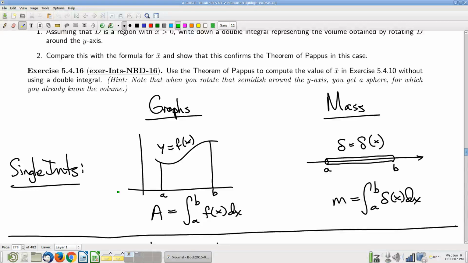Okay, so new topic for today. We're going to talk about something called triple integrals. So we've talked, let me just remind you what we have done.